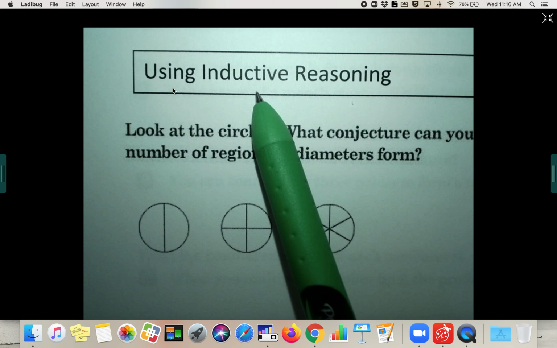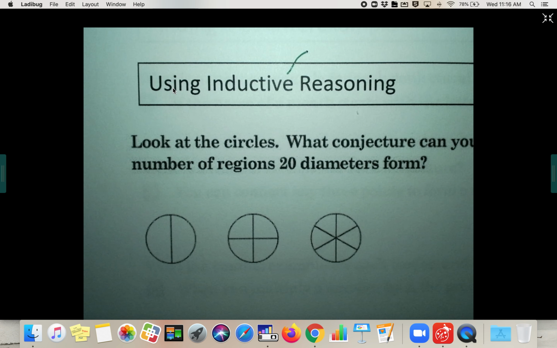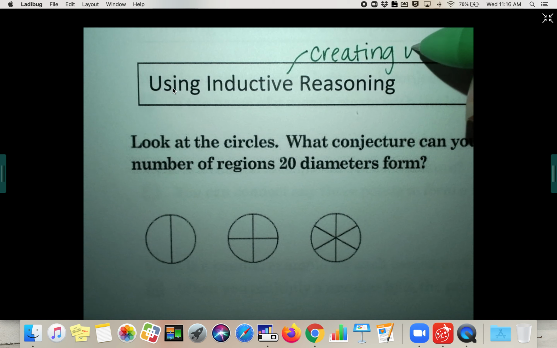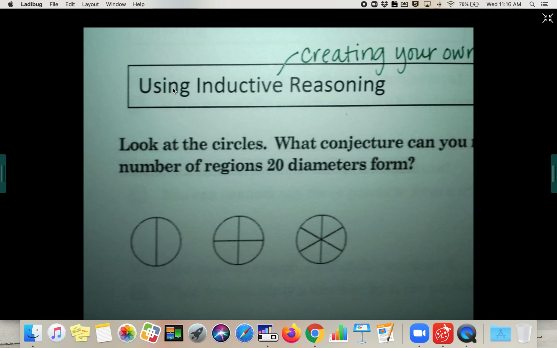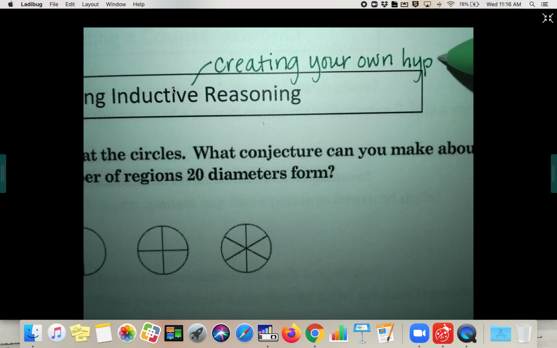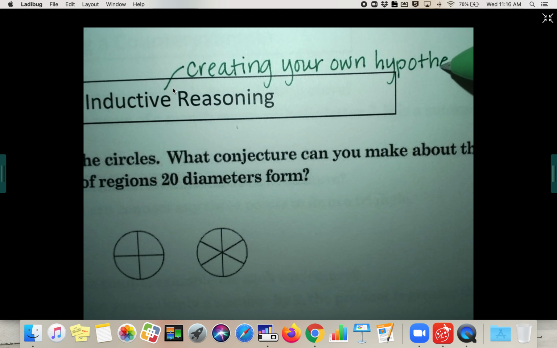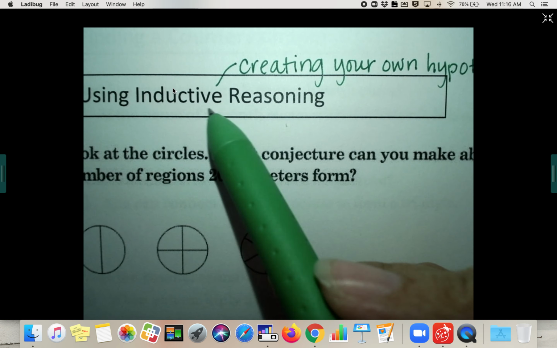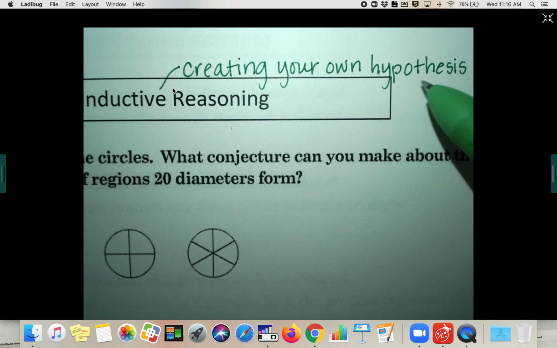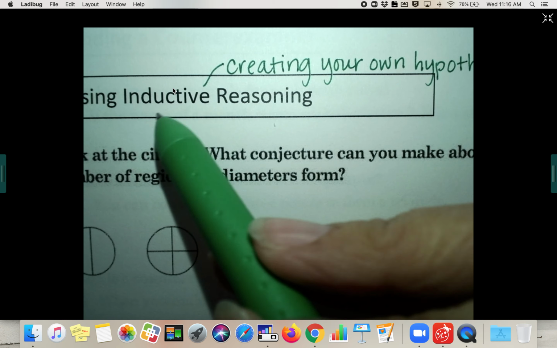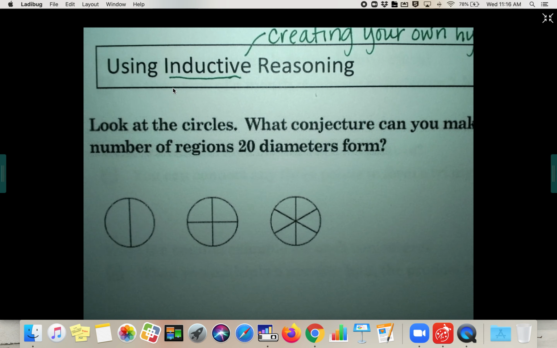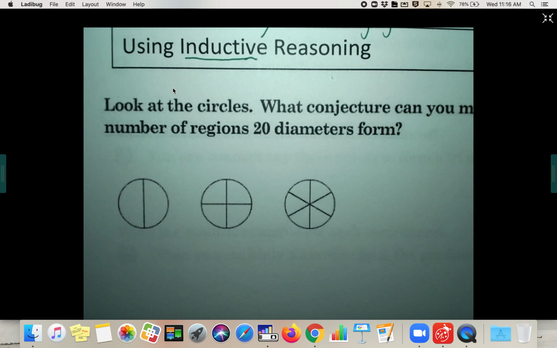So I want you to know what the word inductive means. To use inductive reasoning, it basically means creating your own hypothesis. So this is just basically what you think. It's a good guess, but it's not necessarily proven using definitions or facts or equations or anything like that. Basically, inductive is you're looking at something and you're creating your own hypothesis. Inductive is basically a really good guess. So it's basically not proven, but it's something that's probably correct just based on a good guess.